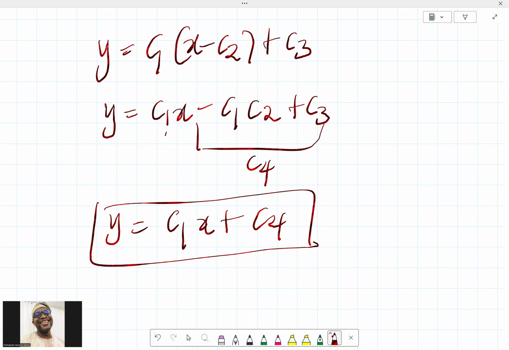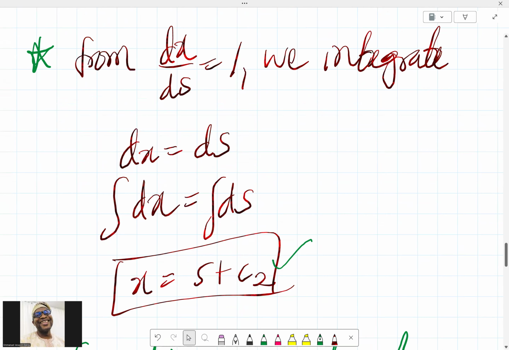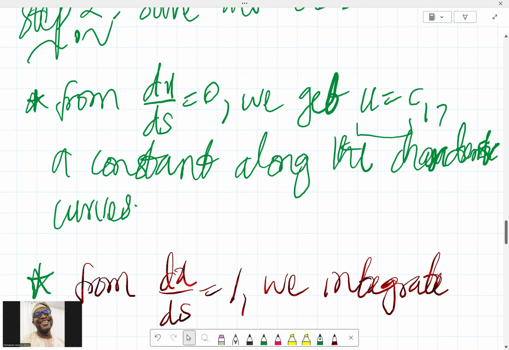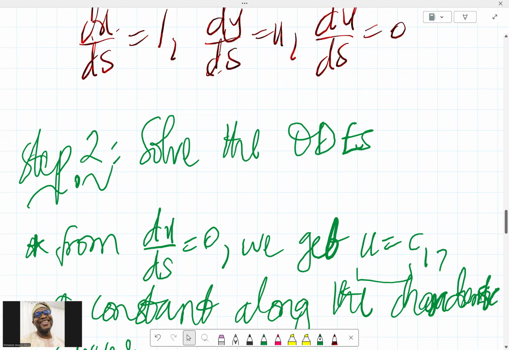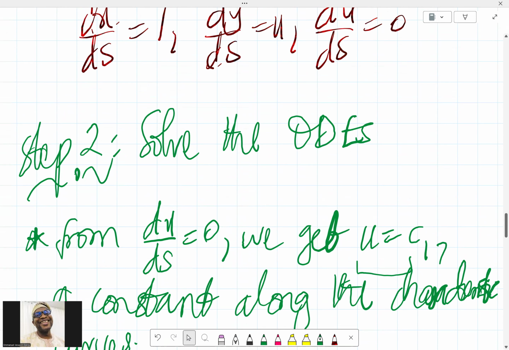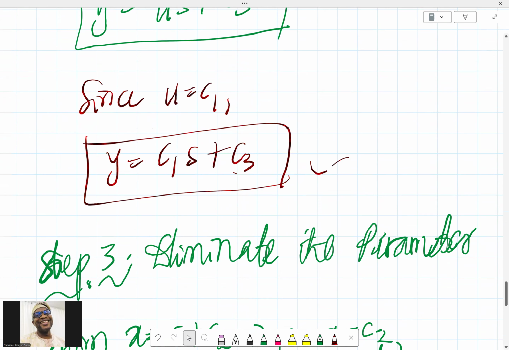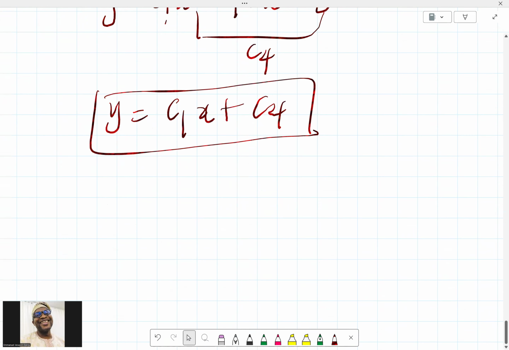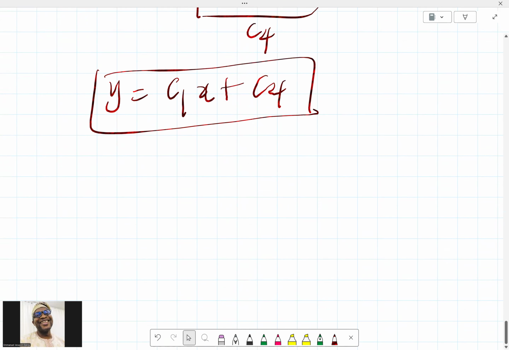But what we actually need, we are actually solving for u. We need u. But we have seen that u is a constant c1. This helps us to know that y is this value. So if we have initial conditions, we can actually get rid of all this. So this is what y gives. So let's move on to the next one.